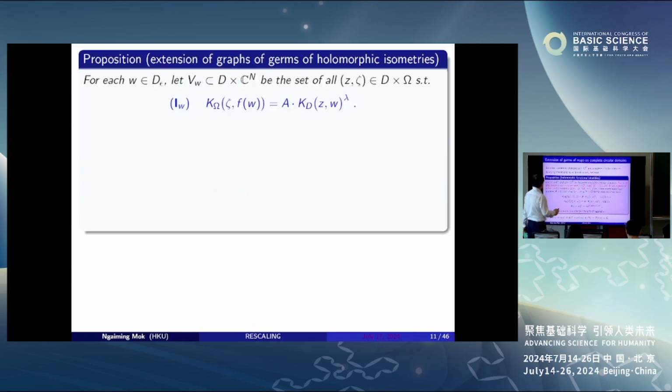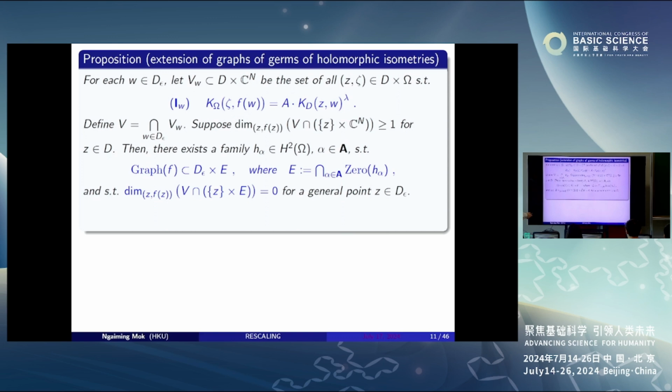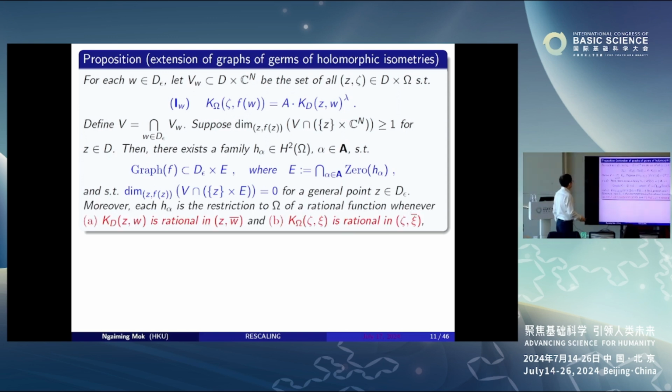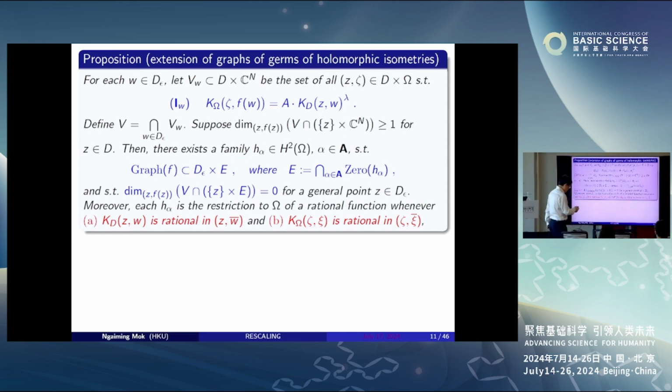Okay. So this is the result, the main technical result, which allows me to do analytic continuation beyond the boundary. In fact, one can extend it beyond the boundary so that everything is algebraic, provided that the Bergman kernels are rational functions.